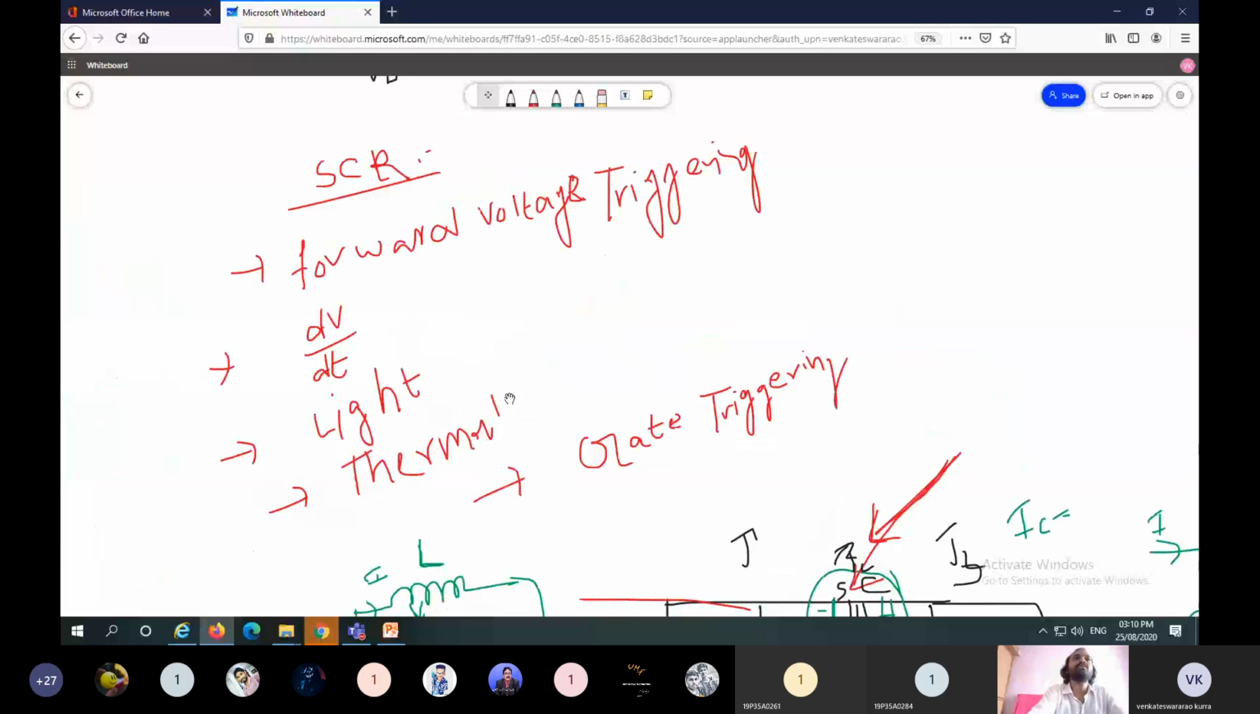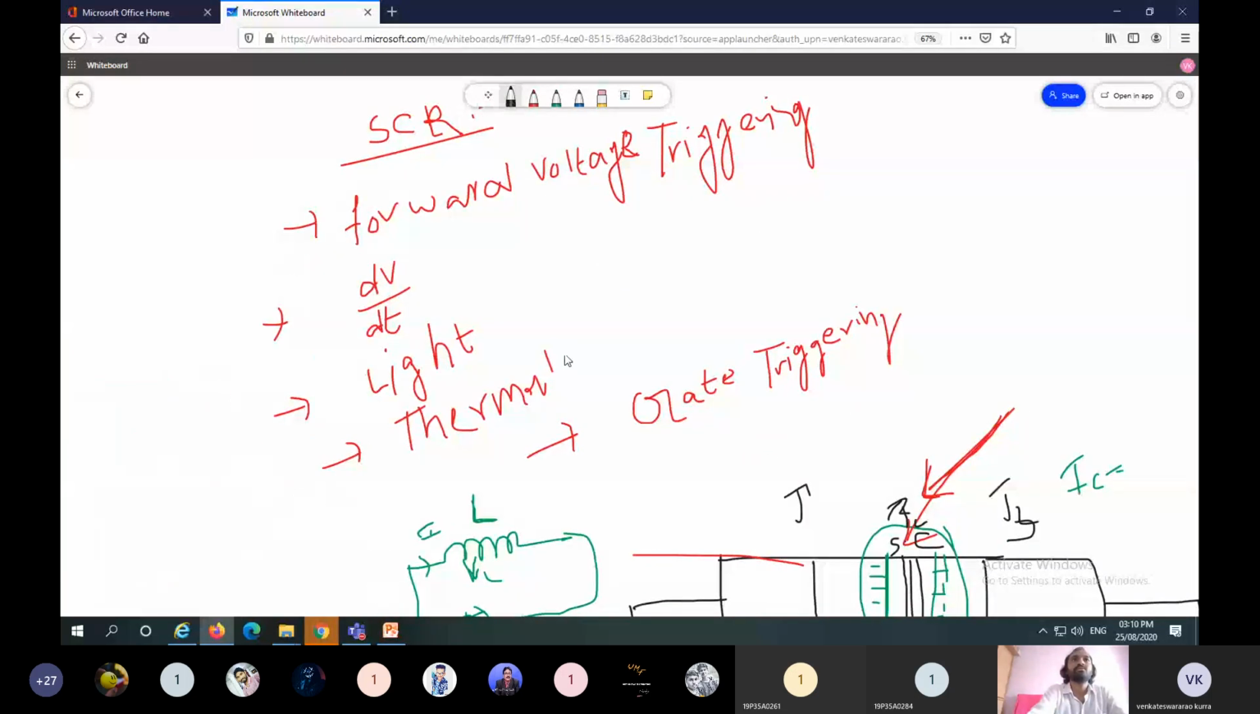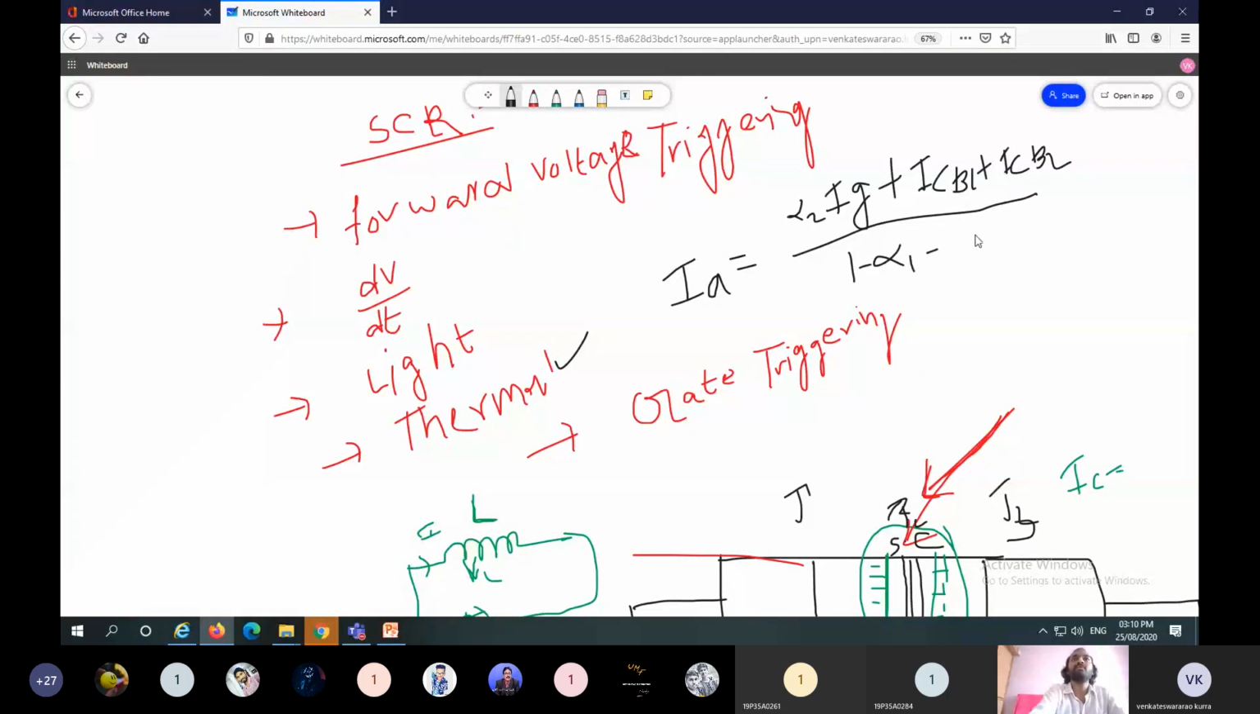Next, coming to the thermal triggering method. In the thermal triggering method, the formula for IA, the anode current, is IA = (alpha 2 Ig + ICB1 + ICB2) / (1 - alpha 1 - alpha 2).